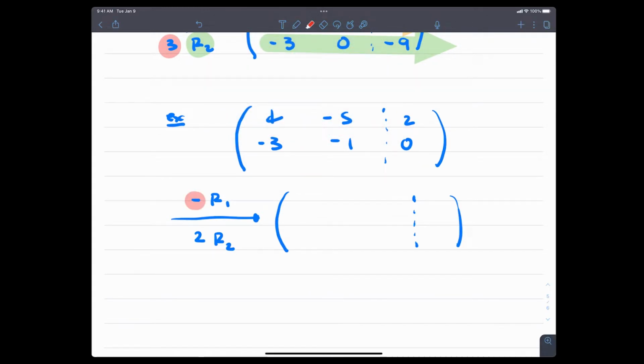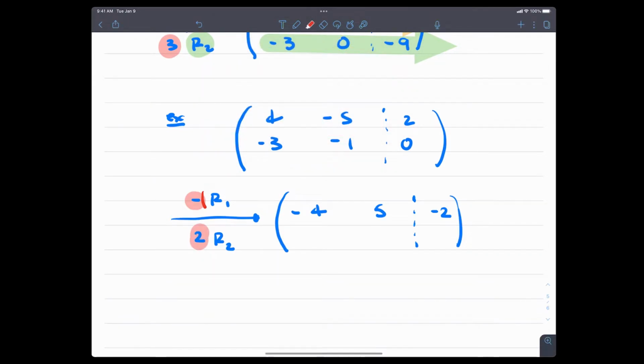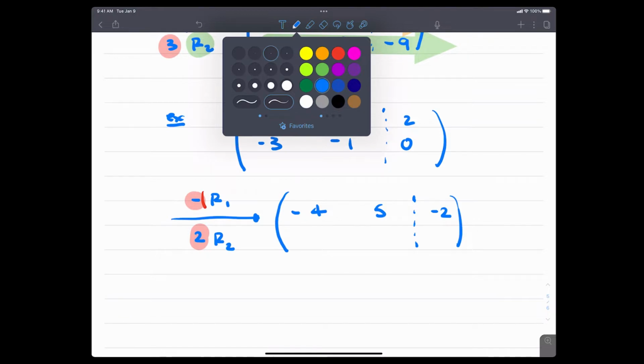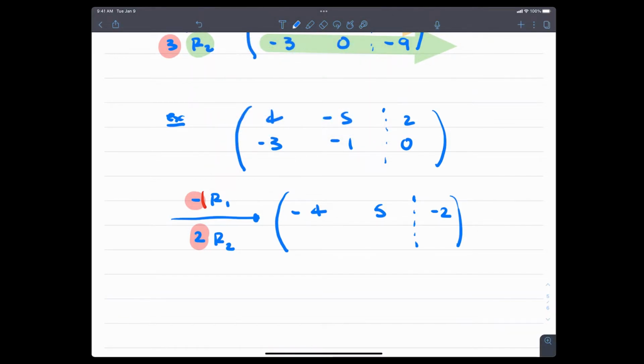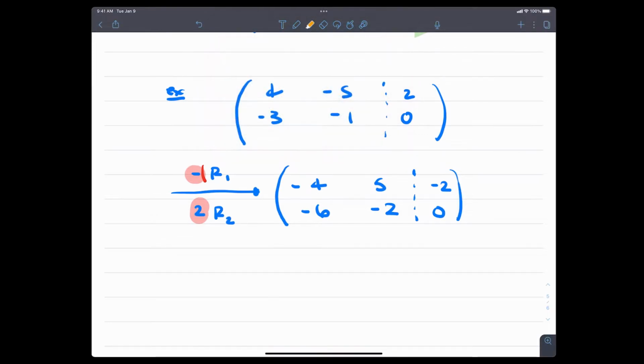What does that negative sign mean? Good, it's negative 1 times row 1. So what happens when you multiply every entry in row 1 by negative 1? You get what? Negative 4, 5, and negative 2. Good. Okay, now do the same for row 2, but this time you multiply by 2. What's 2 times negative 3? Okay, 2 times negative 1. And 2 times 0. Outstanding, ladies and gentlemen. That's the second operation you guys can do.